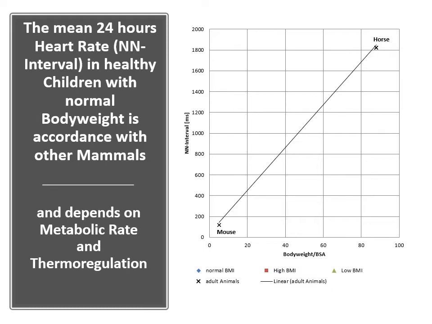In this slide, you see the mouse with very high heart rate at the one end of the line and the horse as a big animal on the other hand. The normal weight children are lying on this line, but those who are obese have higher heart rates, and those who are anorectic have lower heart rates. And that is the most dominant effect on heart rate recognizable on the mean heart rate.